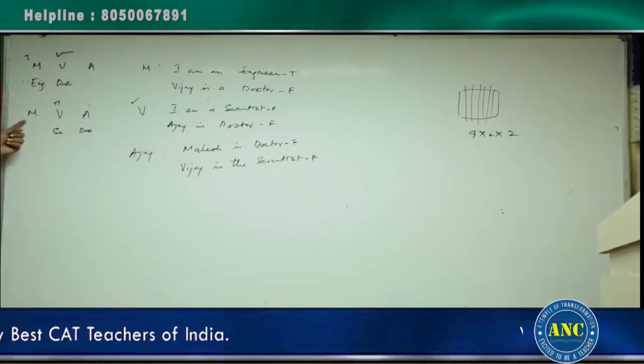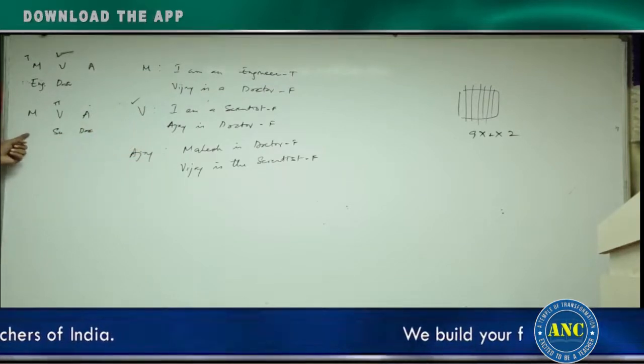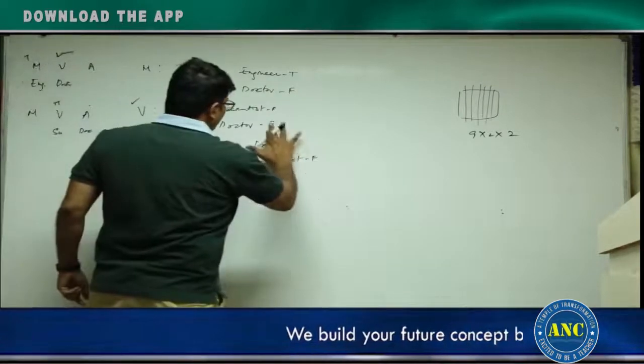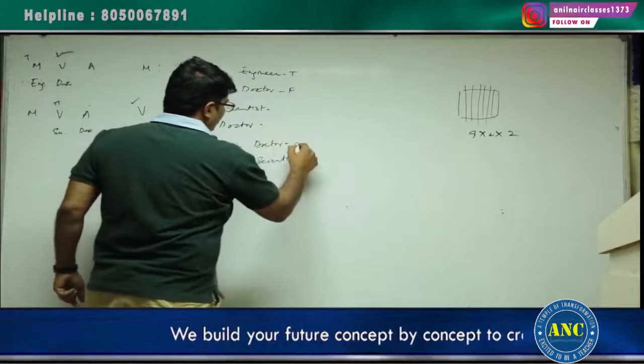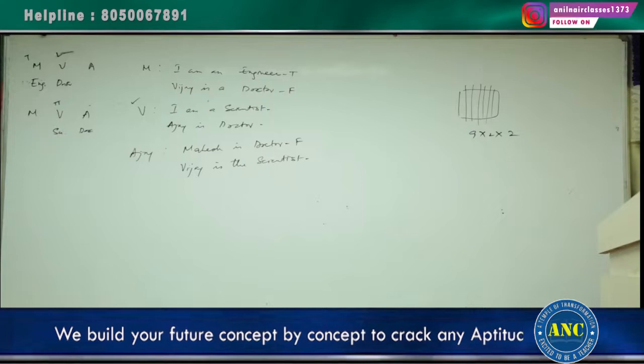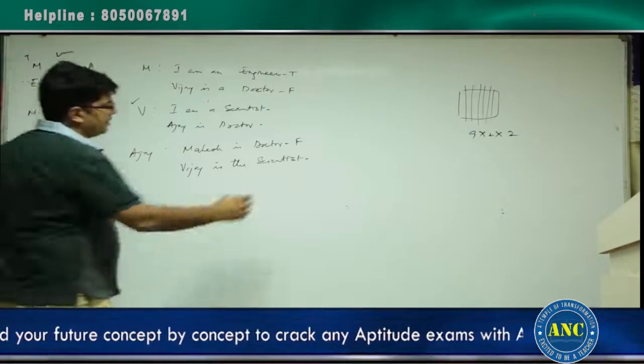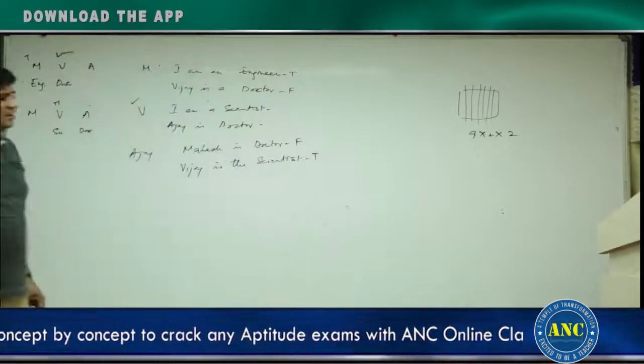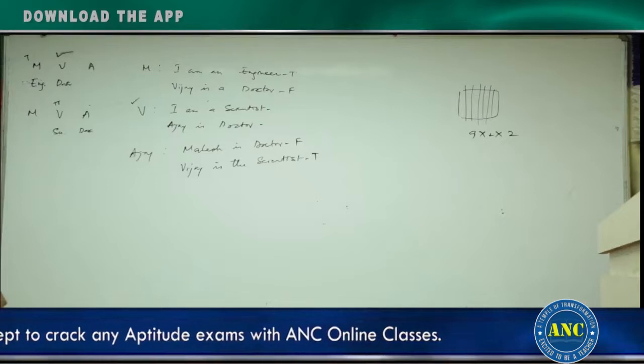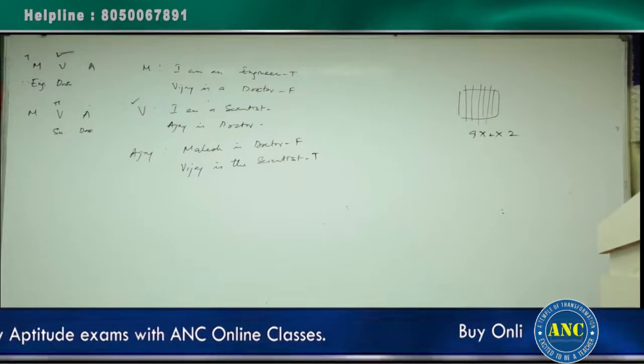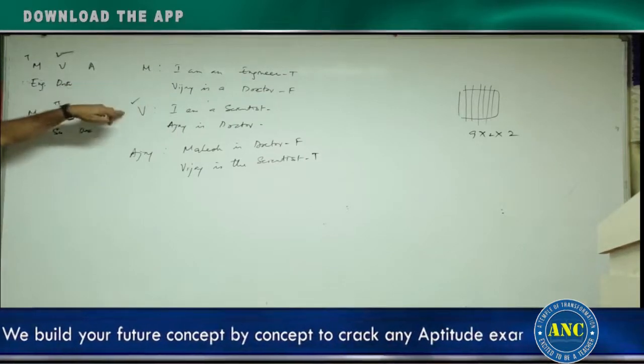Ajay says, Mahesh is a doctor. That is a false statement. Right? Yes. Vijay is a scientist. Yes, it's a true statement. What happened once again? Same. There is a lot of inconsistency. That's it. These two assumptions were wrong.